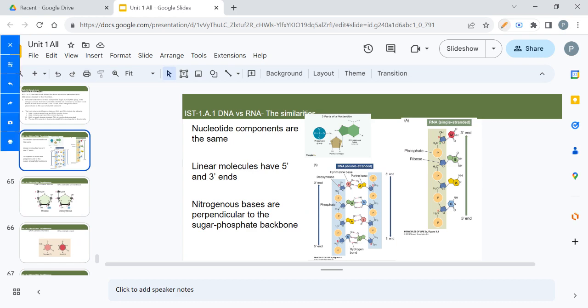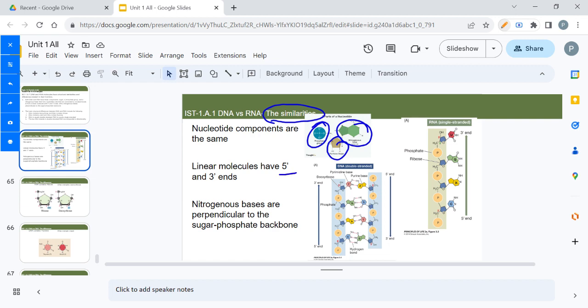Okay, the first thing we're going to take a look at is some of the similarities. So what are the things that are similar between these guys? Easy. They have a phosphate group, they have some kind of sugar, they have some kind of nitrogen base. No matter what, they have all these 3 things. This is what is unique about them. So they have the same components.